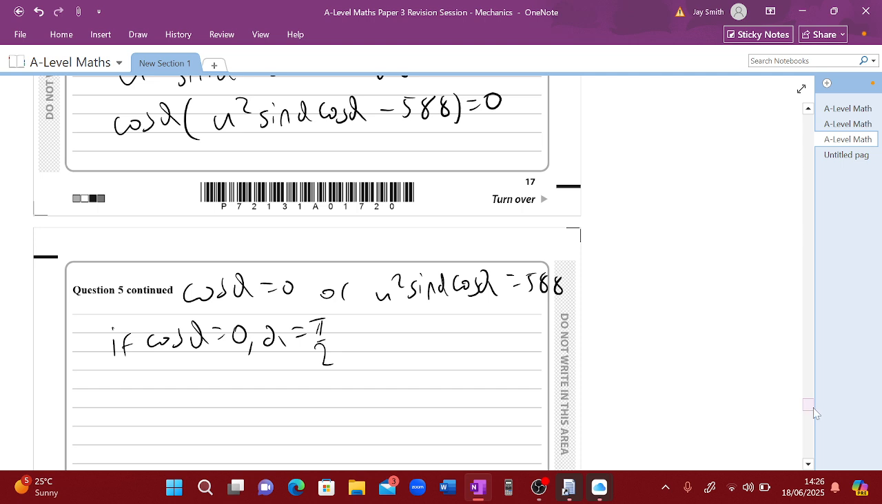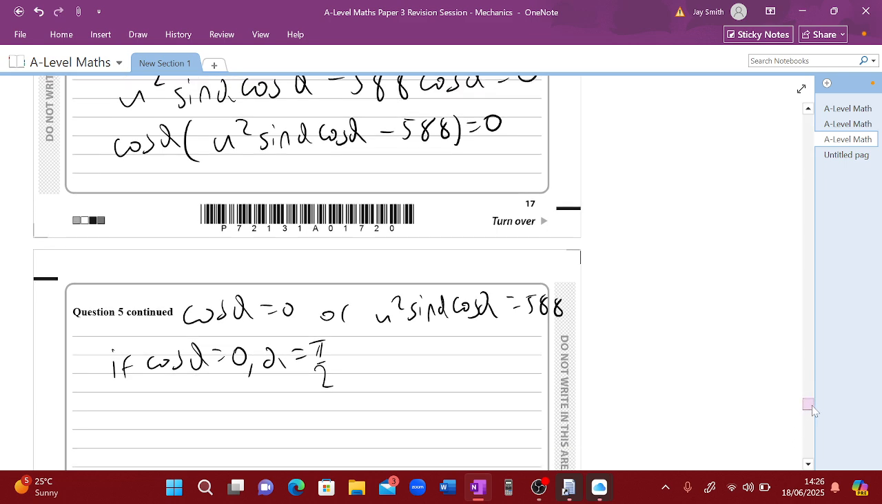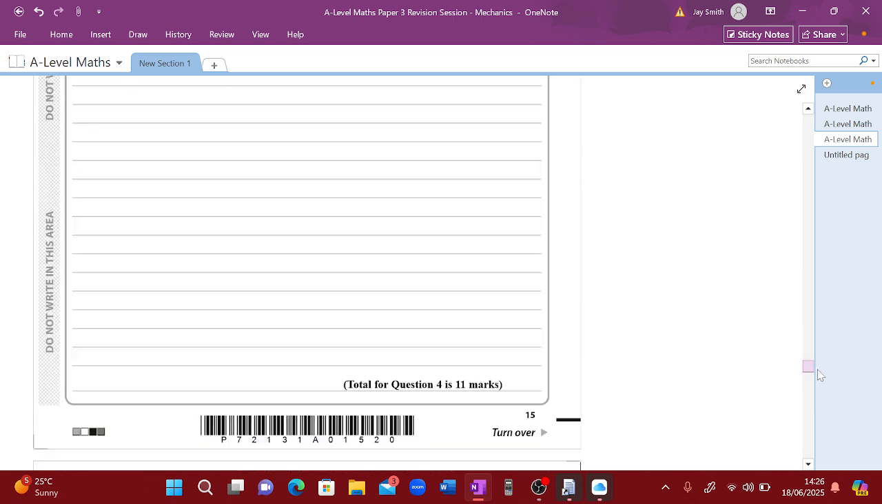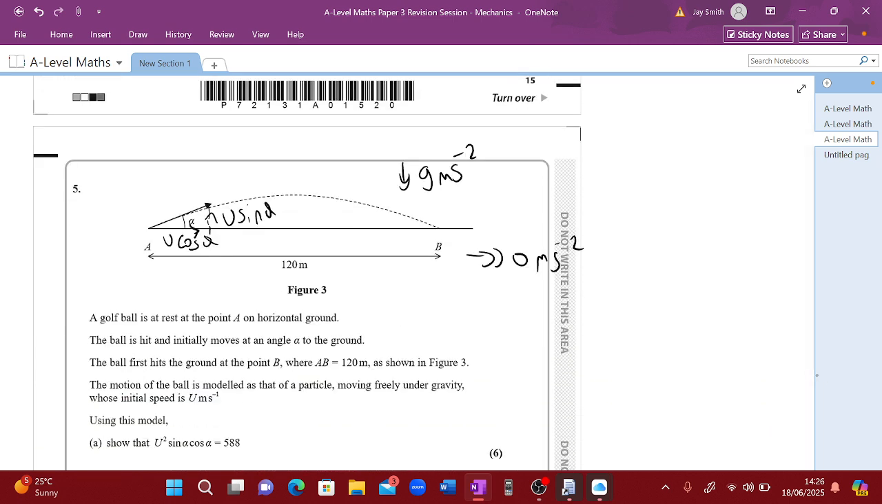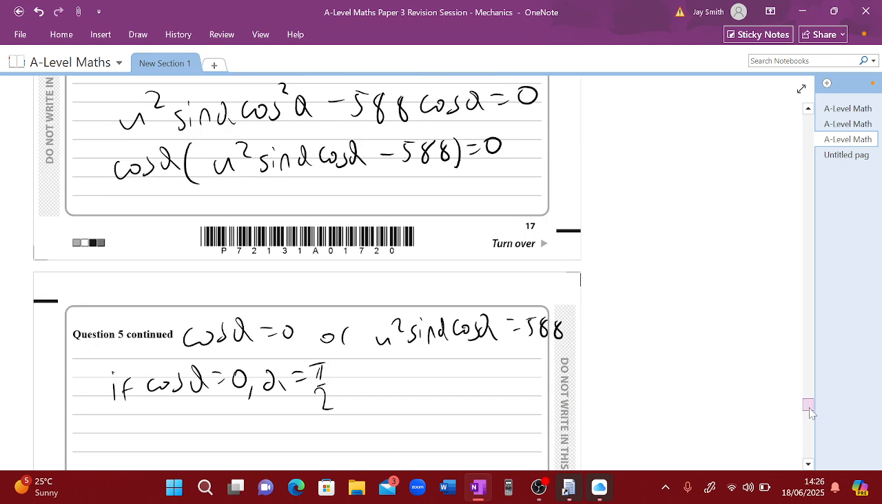But really, cos alpha is 0. Think about it in terms of the speed. Cos alpha is 0, that means u cos alpha would be u times 0, which equals 0. That's saying, therefore, there's no speed at all. It's not moving horizontally. But then how on earth did they get to 120 meters? That cannot happen, so we have to reject that solution.